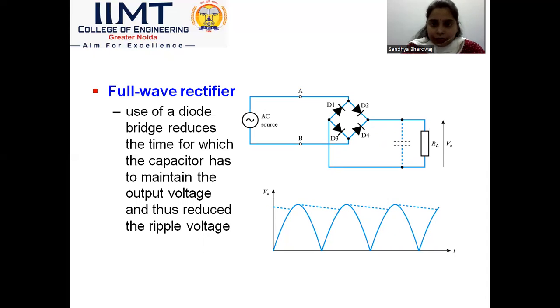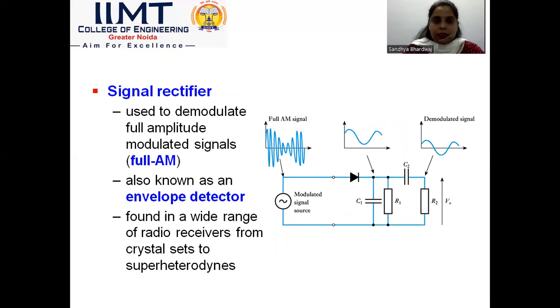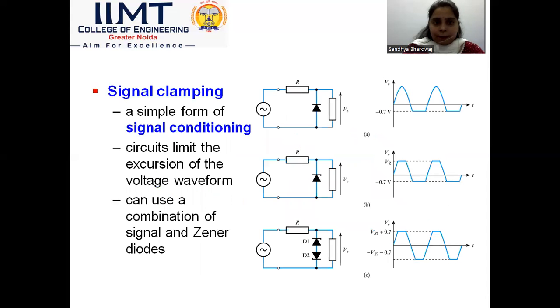In the bridge rectifier, two diodes conduct electricity at one time. The signal rectifier is used to demodulate a full amplitude modulated signal, full AM, also known as an envelope detector. For a full AM signal, here a sinusoidal one, the signal is demodulated. So the signal rectifier is found in a wide range of radio receivers, from crystal sets to superheterodynes.